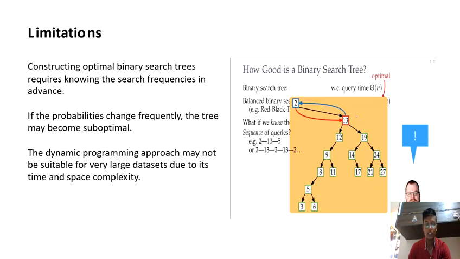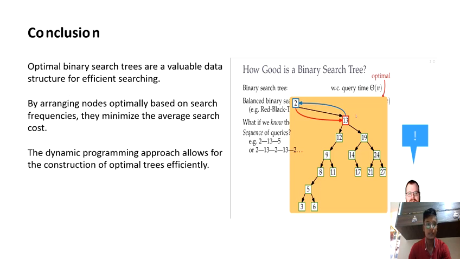Next one is the limitations or disadvantages. Constructing an optimal binary search tree requires knowing the search frequency in advance. If the probability changes, the tree may become suboptimal. The dynamic programming approach may not be suitable for very large data sets due to the time and space complexities. These are some limitations or disadvantages of optimal binary search trees.